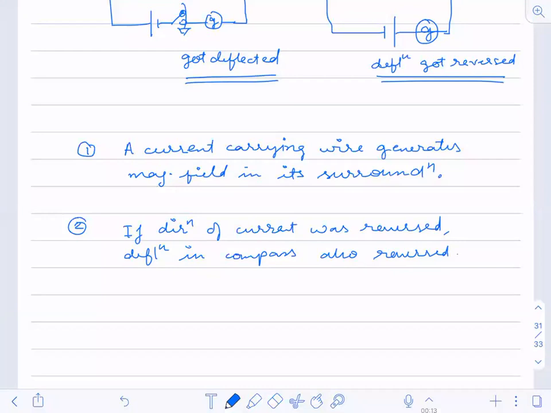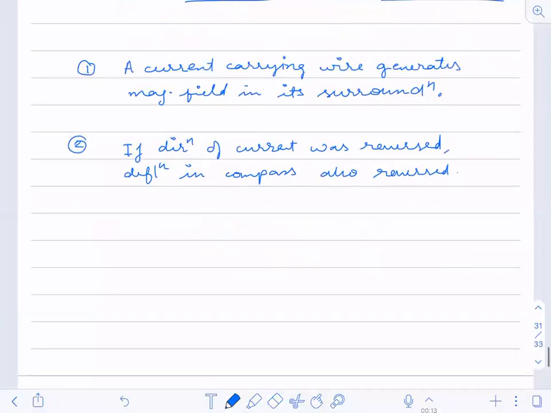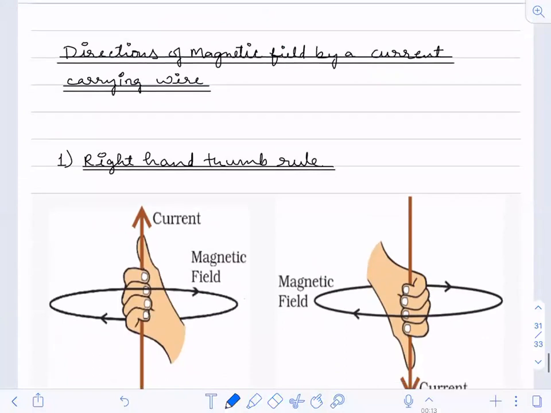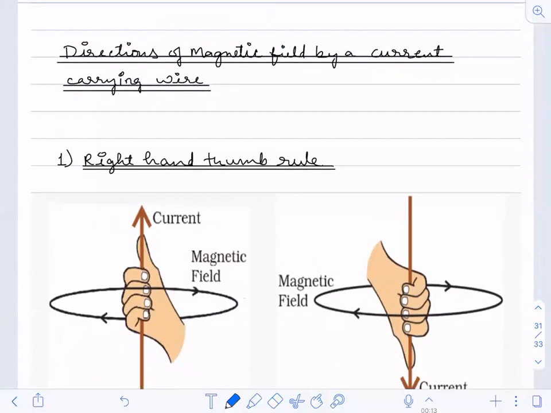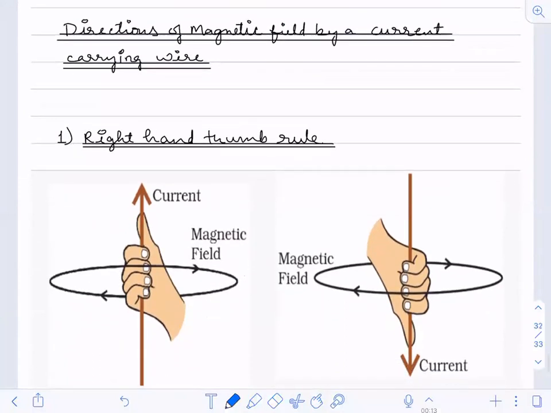Now we have to see how to find out the direction of the magnetic field. How are we going to do that? Let us see. You have already studied the right hand thumb rule. All of you would have studied it by now in class 10th.